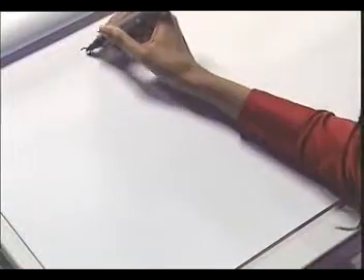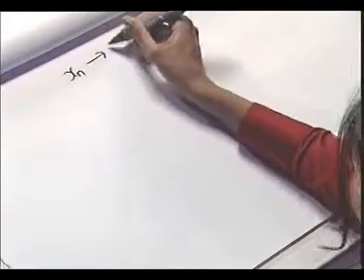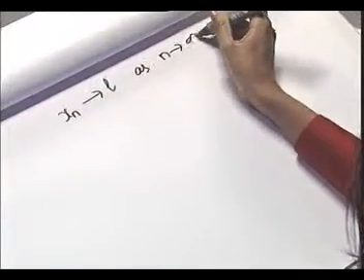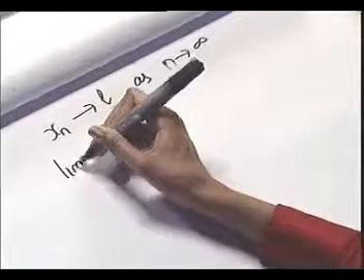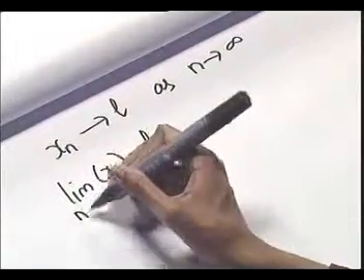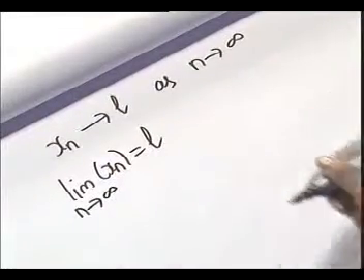Now if a sequence tends to a real limit L, we write it like this. We say xn tends to L as n tends to infinity, or the limit of xn equals L as n tends to infinity.